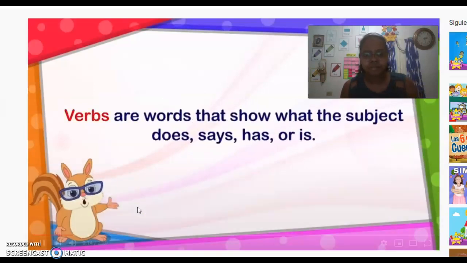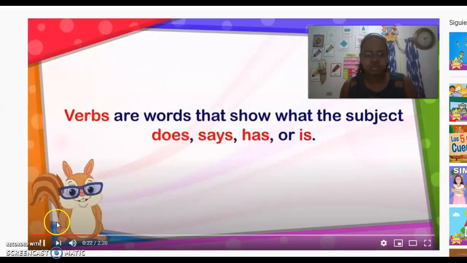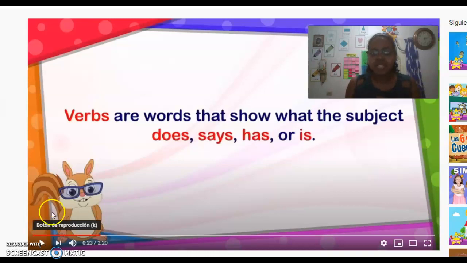Verbs are words that show what the subject does, says, has, or is. Okay, so here we have, what does a verb mean? Verbs are words. Yes, they are words. But that word shows what the subject is doing, saying, having, or is.